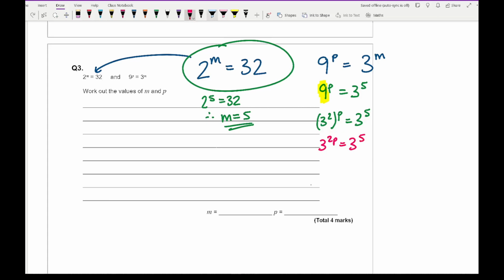Because the base numbers are the same, it means that the powers must be the same. So from this, we get 2p equals 5. So therefore, p equals 5 over 2 or 2.5, whichever you prefer. You can either write it as 5 over 2 or 2.5, and m equals 5.